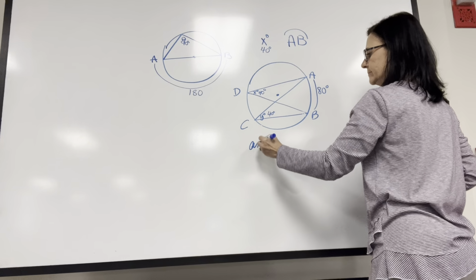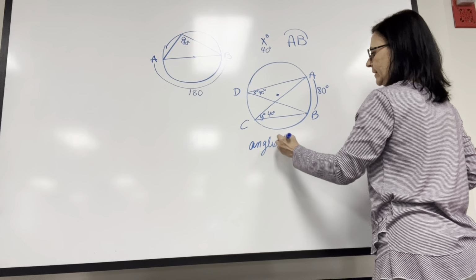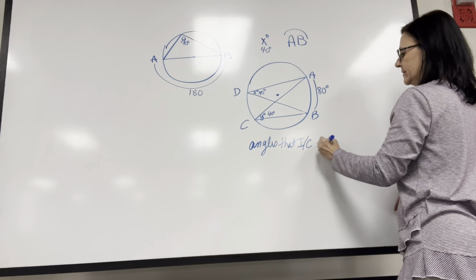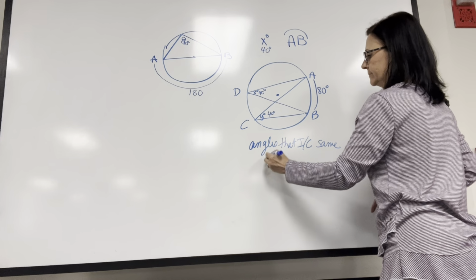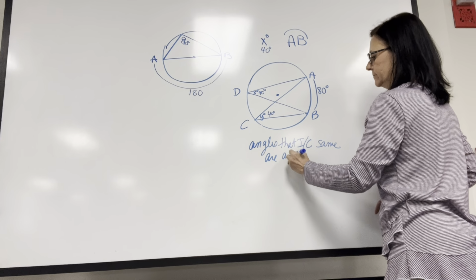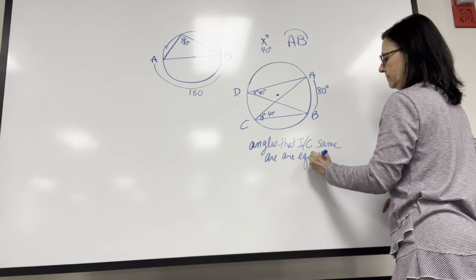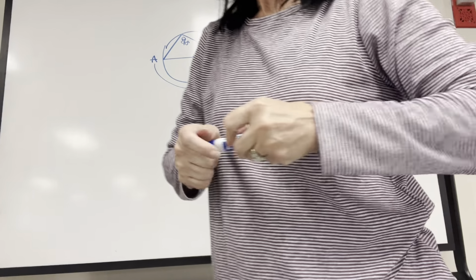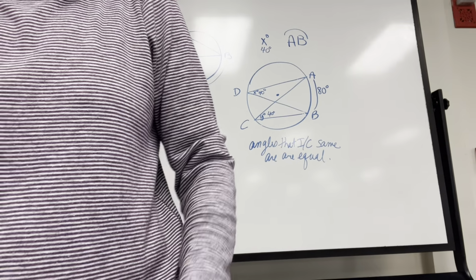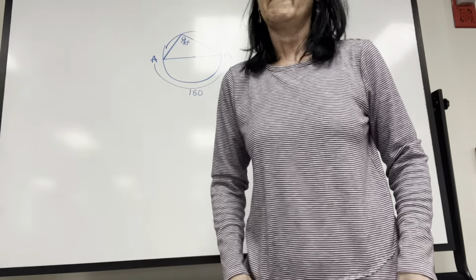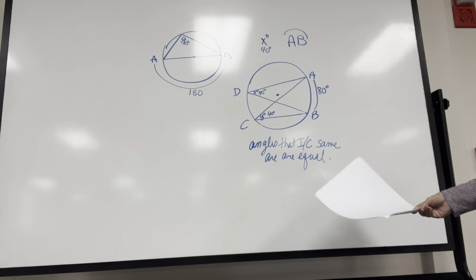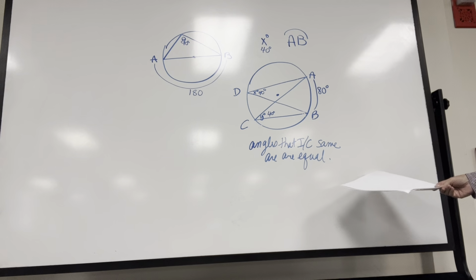Angles that intercept the same arc are equal. Make sense? This is how they intercept the same arc when you have a zigzag like this.